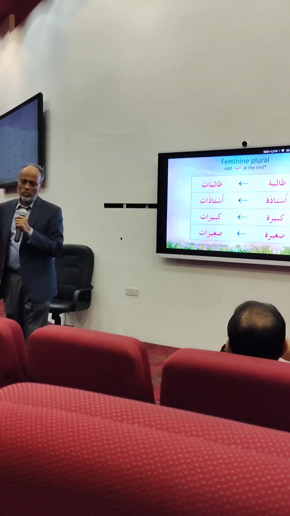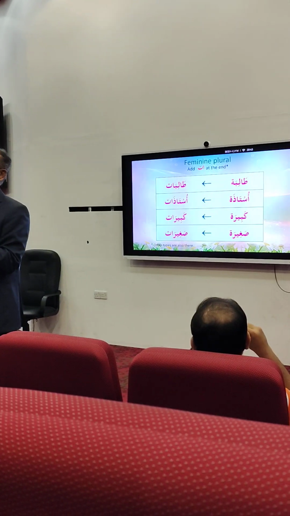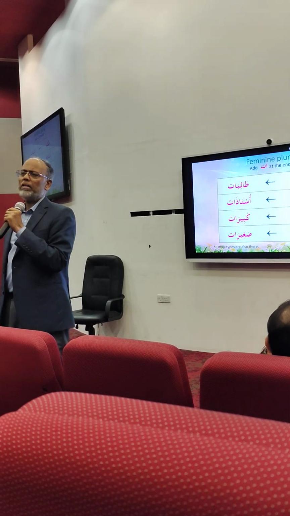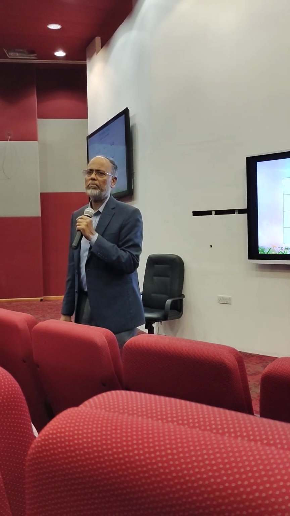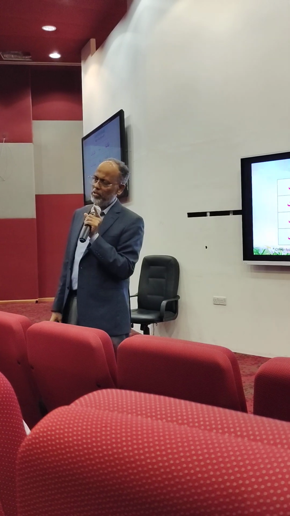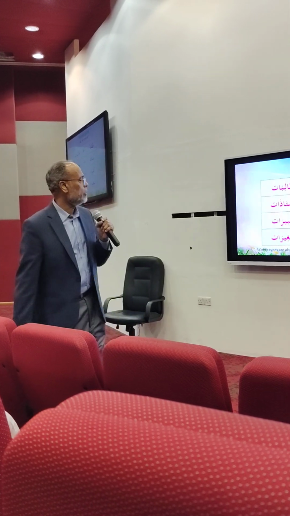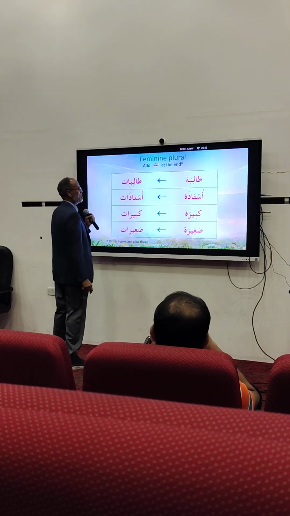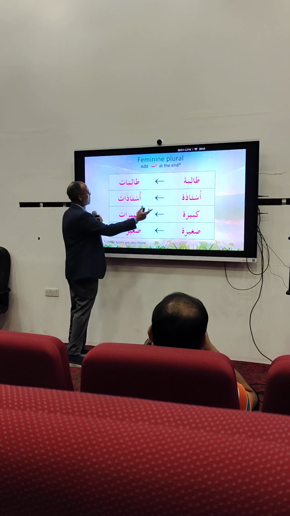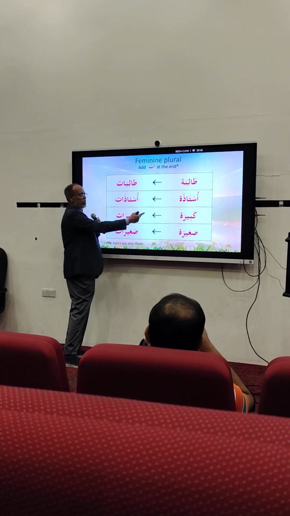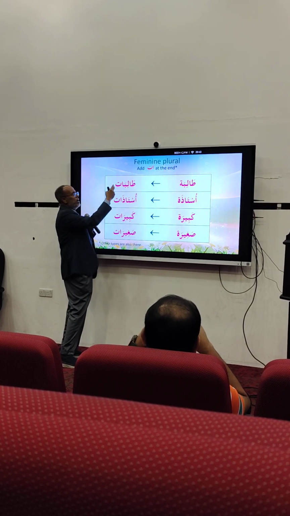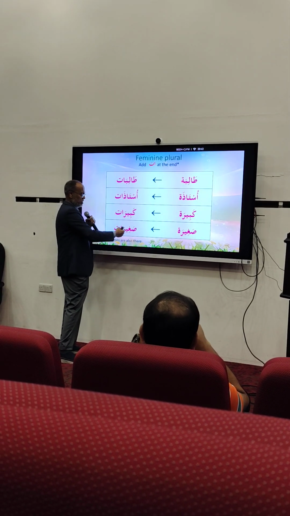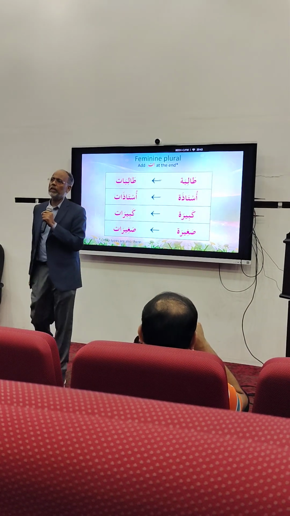Okay, now let us learn the last point in this feminine gender case, which is the plurals. Taliba, it will be talibat. Talibat is plural. By the way, his name will be? Ismuhu. Her name? Ismuha. So taliba will become talibat. Ustada, ustadat. So add at the end for plural. Kabira, kabirat. Saghira, saghirat.